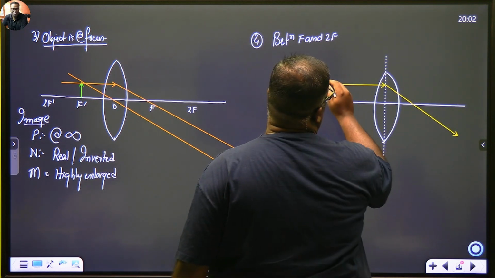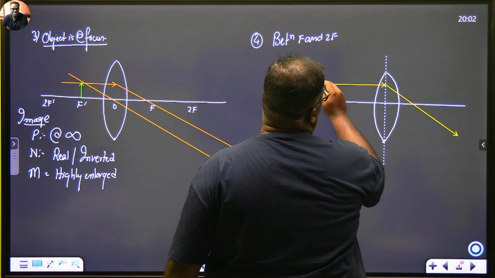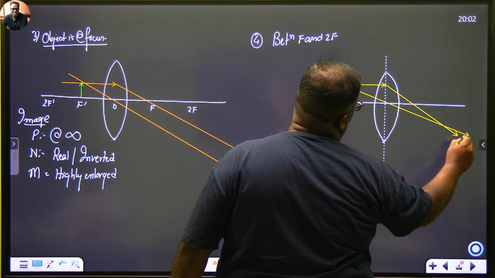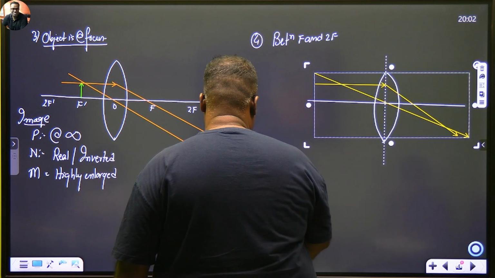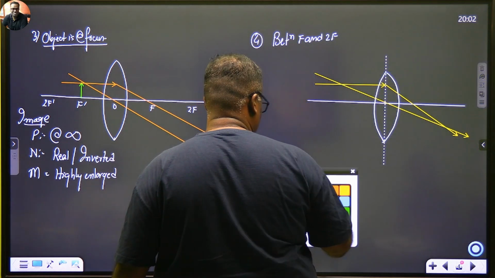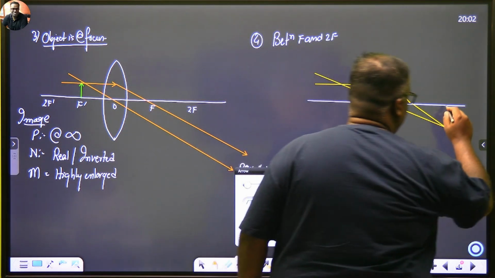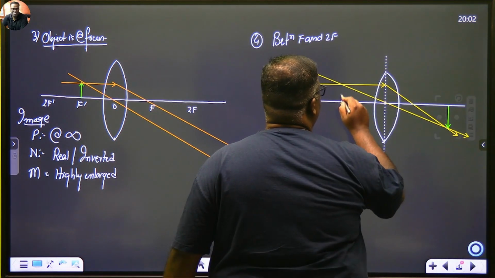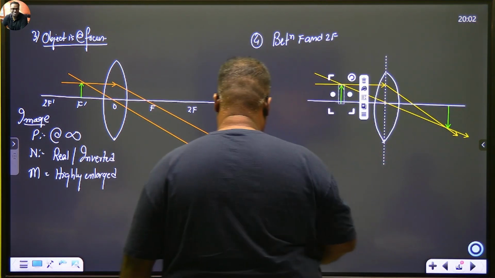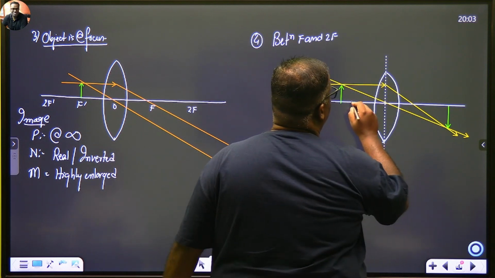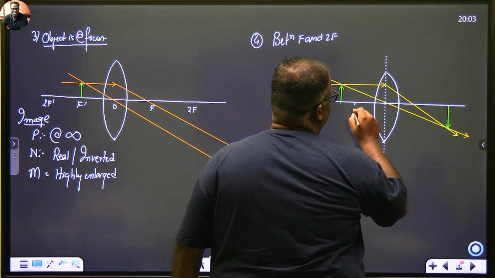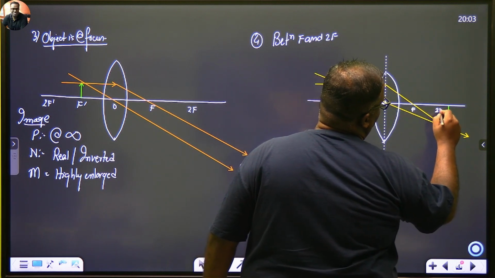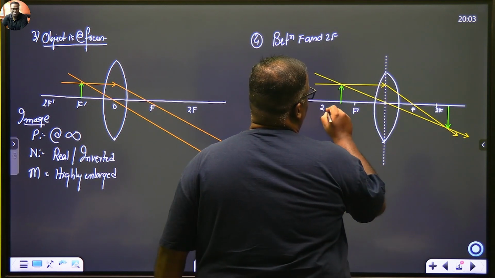Focus and a ray which comes now better. Okay, so this is where my image will be formed and this is where my object is. So now I just mention them and let's say this is F dash, this is F, this is 2F, and this is 2F.